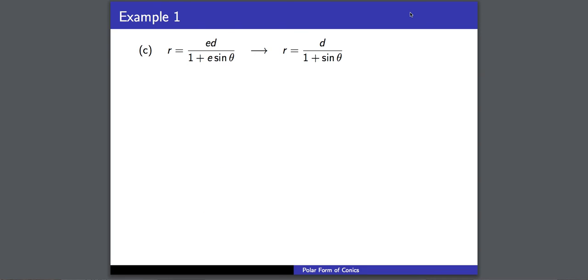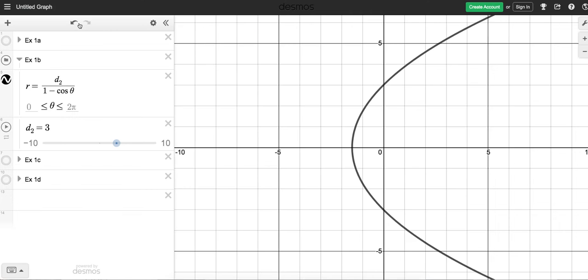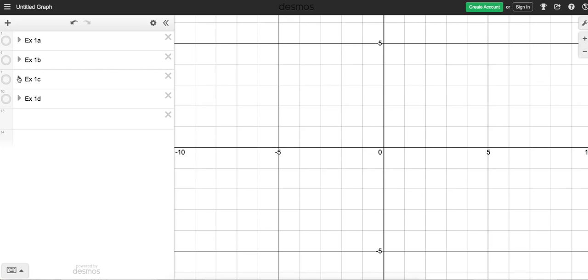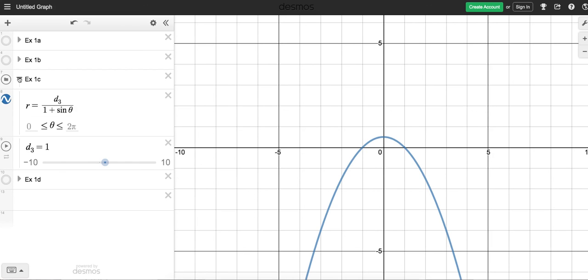Example C, we're going to have d over 1 plus sine of theta. So cosine, open left or right. And hopefully you've got a guess as to what sine's going to do. Sine is going to open up or down. And for this one, we have d is positive 1. It's opening downward. Our vertex here is at (0, 1/2).